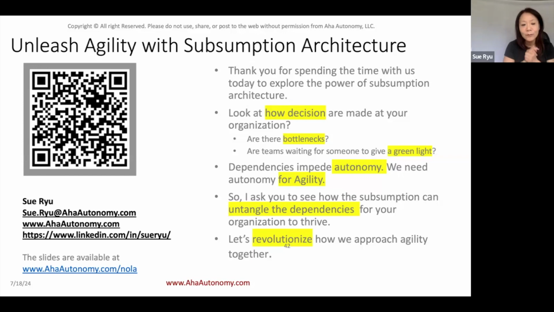So I ask you, when you go back to your client or your organization, take a look at how decisions are made. Are there bottlenecks? Are teams waiting for a green light to be cleared by somebody? As I was saying, dependency impedes autonomy, and we need autonomy for agility. I hope what I've shown you today helped you see how it can untangle the dependency. So let's revolutionize. This is a revolutionary idea, to some degree, and let's do it together.